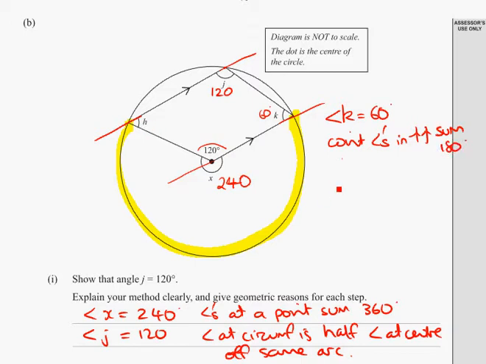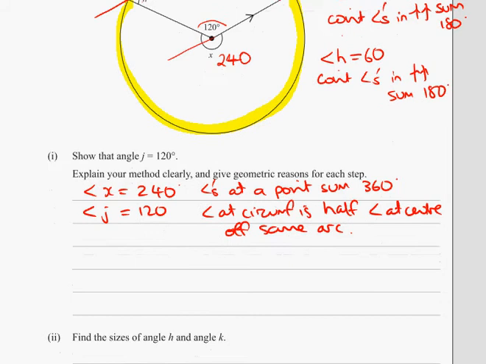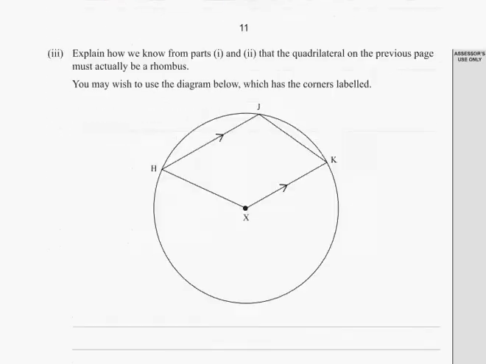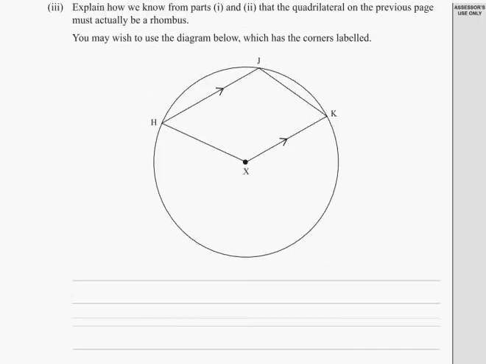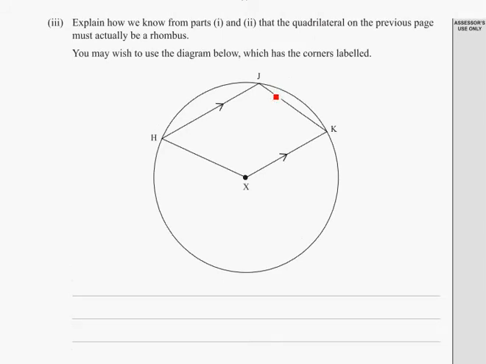And similarly with H, angle H equals 60, because it would be co-interior with the 120 down here. Sum 180. Right, and on to part 3, which is quite a difficult one and also difficult to explain on a video. Make sure I get it right. Explain how we know from parts 1 and 2 that the quadrilateral on the previous page may actually be a rhombus.